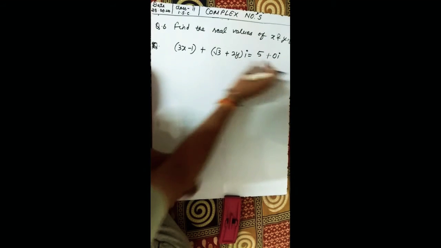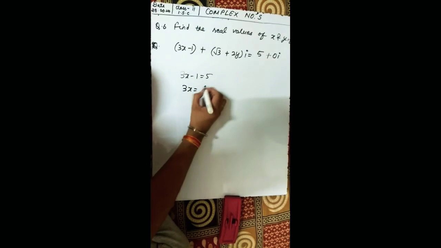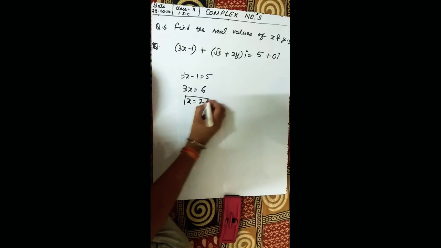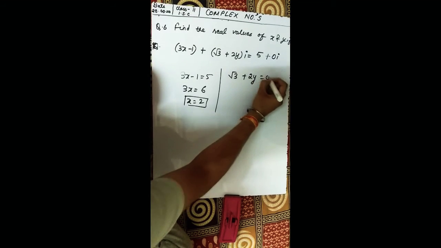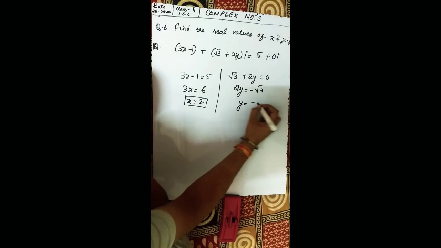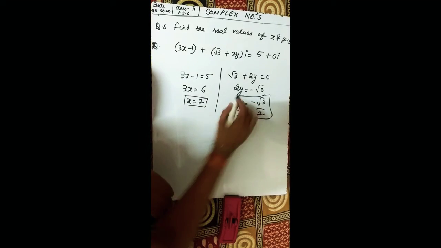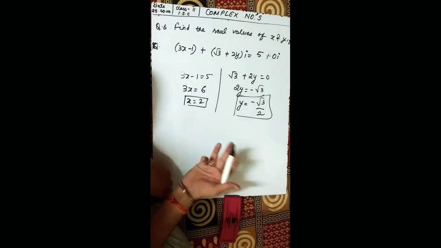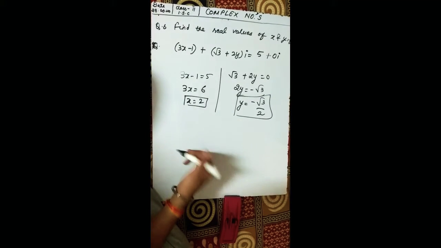Now you compare real part with real part, imaginary part with imaginary part. So real part with real part will be 3x minus 1 equal to 5. Minus 1 will go that side, 6, x is equal to 2. And comparing the imaginary part, it will be 0. So 2y equal to minus root 3, or y is equal to minus root 3 upon 2. Are they the real values? Yes, they are the real values of x and y. Similarly, you have to do the other questions also.